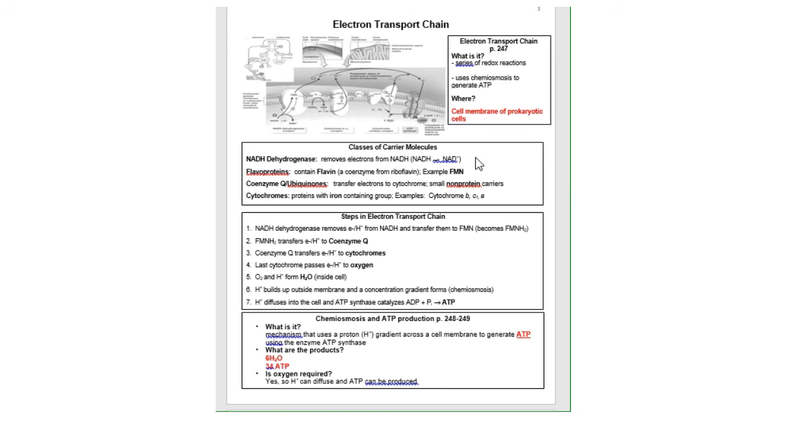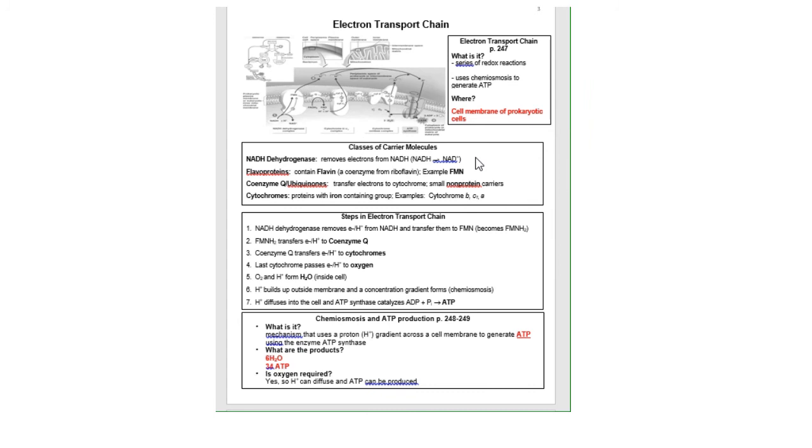They contain flavin, think riboflavin, and an example is something called FMN. Next, coenzyme Q or ubiquinones, which are the same structure. They transfer electrons to cytochromes, which are small non-protein carriers. Lastly, cytochromes are proteins with iron containing groups. Examples include cytochromes B, C, and A.